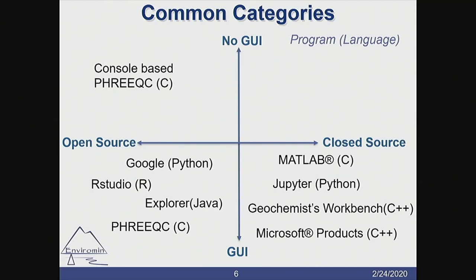Some more division of categories here, just explaining some of this terminology. Up here, I have a spectrum of open source versus closed source, and then graphical user interface versus no graphical user interface. And you can see there are some trademarked programs on the bottom right that you have to purchase. Some of them we may be more familiar with, but it's the program and then the language that it's written in. So you can start to see how some of these are related.